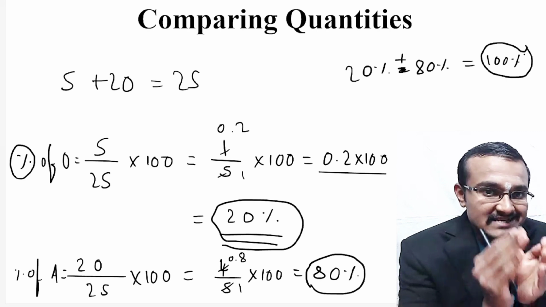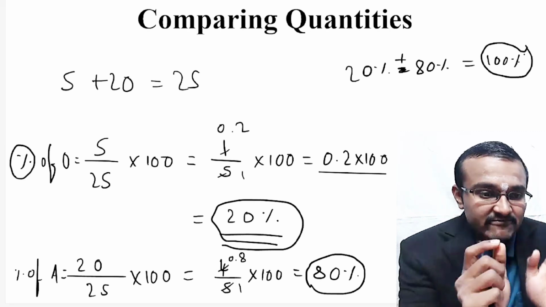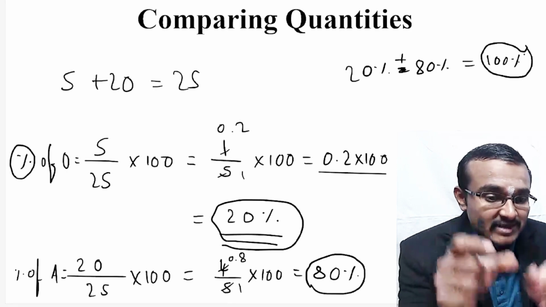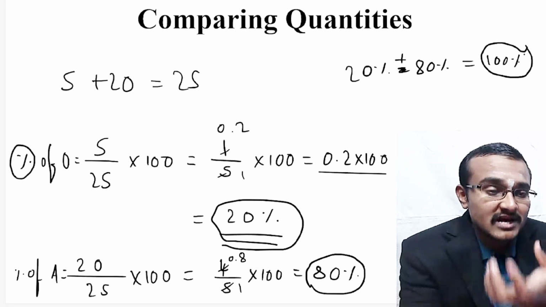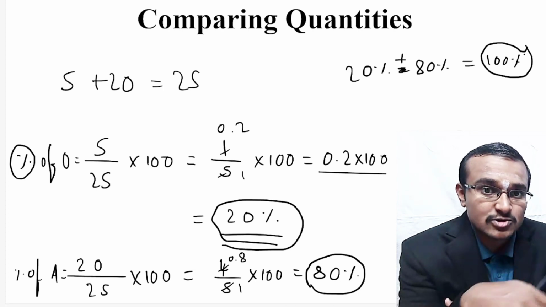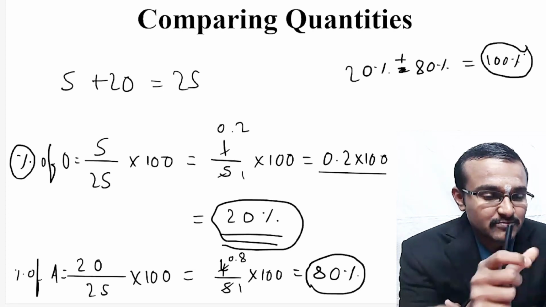So this is ratio, which will actually give you how those two quantities are compared with each other, and percentage gives you how much amount of that particular quantity is there when it is compared with the total quantity which is present in a particular set.